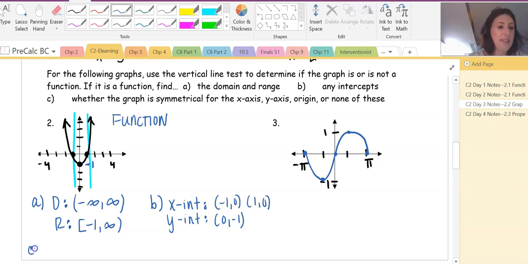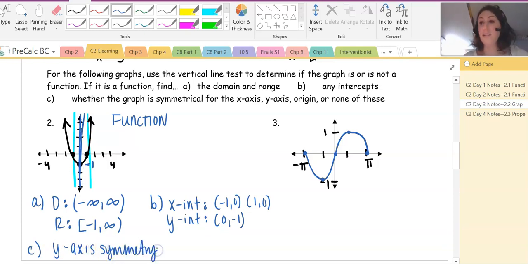And then in terms of symmetry, this would be symmetrical over the y-axis, right? Because it's a mirror image on either side of the y-axis. And we actually have a name for this, which we will talk about in your next lesson. Okay. All right, so let's do the same thing for this one.